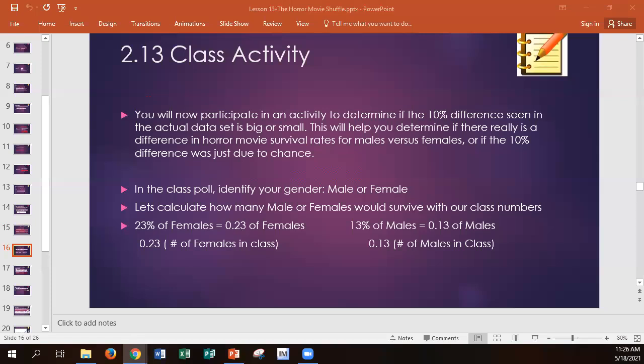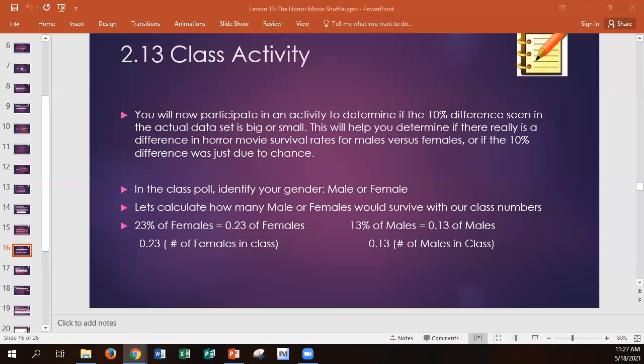So far we have 11 females, we have 5 males. Please continue to take the poll. For those of you here, I'm assuming male, male, female, female. Is that an okay assumption? All right. Let me grab some paper.